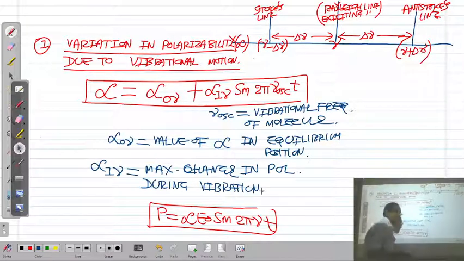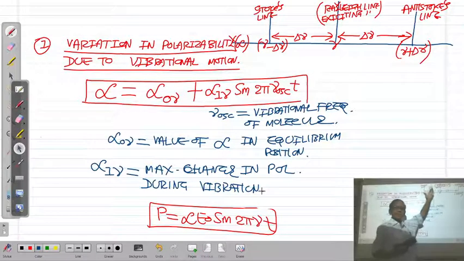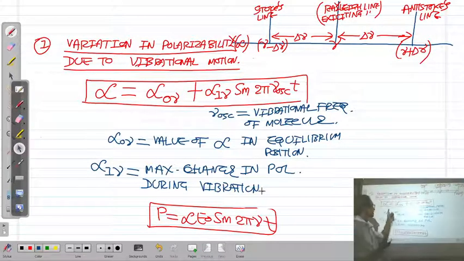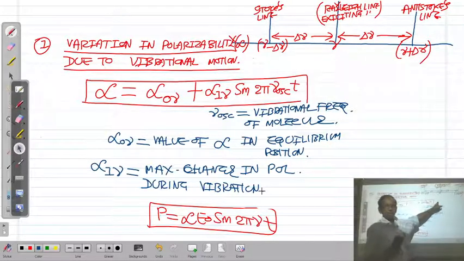So I have defined all the three terms in this equation. That alpha, what is alpha? Alpha is the variation in the polarity of the molecule due to vibration motion. The change in the polarity of the molecule due to vibration motion, alpha, is defined by alpha 0 nu plus alpha 1 nu sin 2 pi nu oscillation.